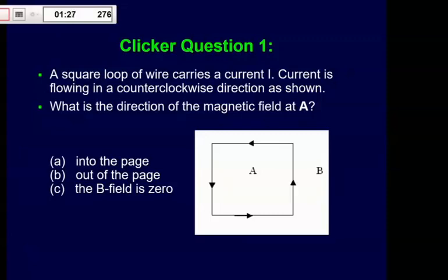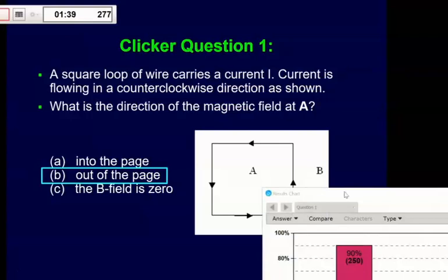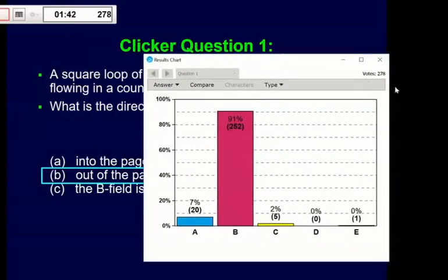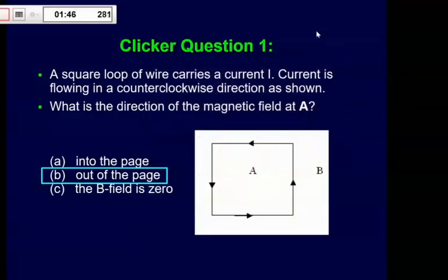Okay, so we've had some time to vote, and the good news is the majority of us have it, so that's good. I agree with the majority that it's out of the page, and most of us have that too. So that's good. So let's just go through, and for the people who are still a little bit mixed up on that, talk about this.